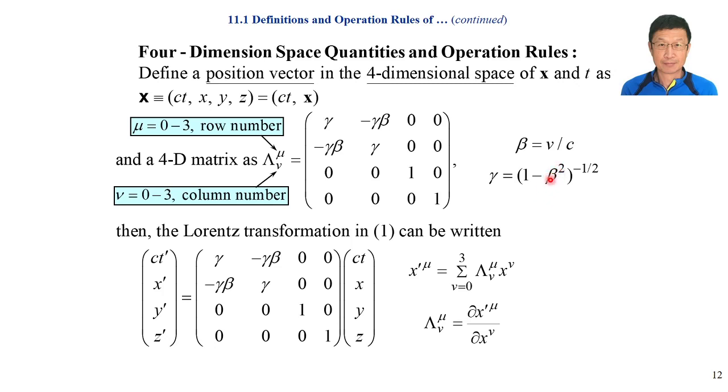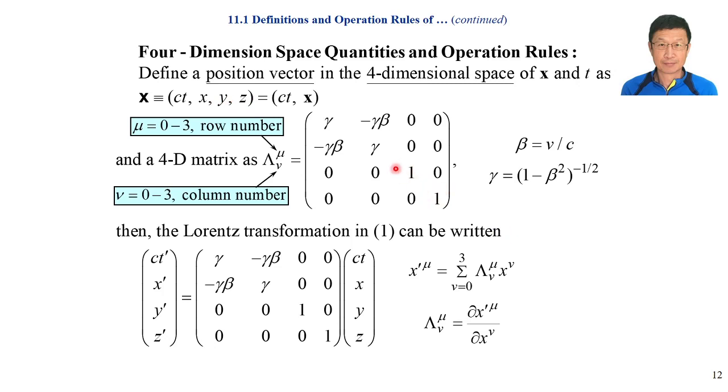Okay, the minimum value is 0. Therefore gamma will always be greater than or equal to 1, and beta's maximum value will be 1. Just to give you an idea. And we have no change, no relative motion in y and z. Therefore, in y and z, no change at all.